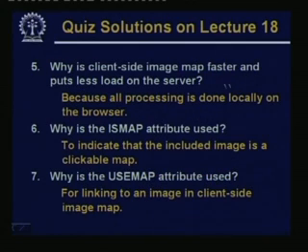Why is client side image map faster and puts less load on server? Because all processing is done locally. Why is ismap used? To indicate that the included image is a clickable map, and ismap is used for the server side maps. Usemap is also used to indicate that the image is a clickable map, but is used for client side.